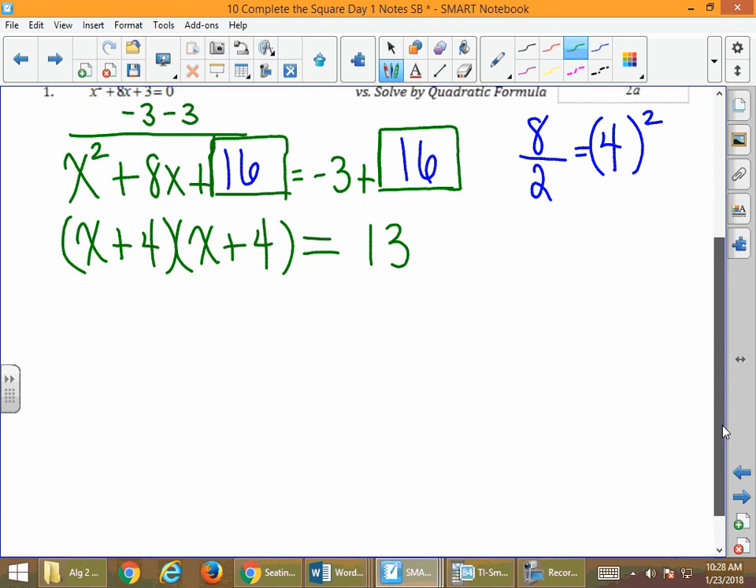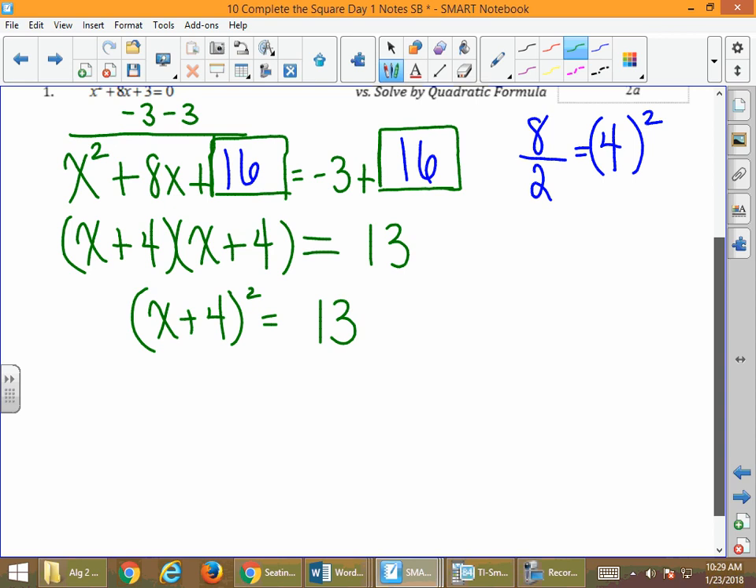So we factored. Let's condense this down. It's a perfect square trinomial. X plus 4 times x plus 4 can be rewritten as x plus 4 squared equals 13. Which brings us to our next step.